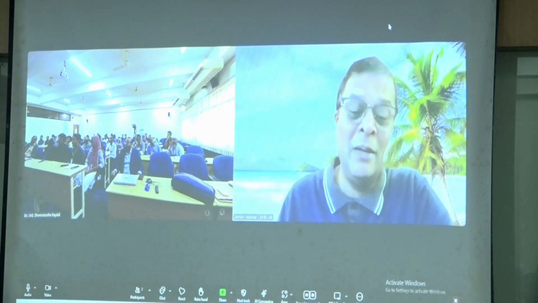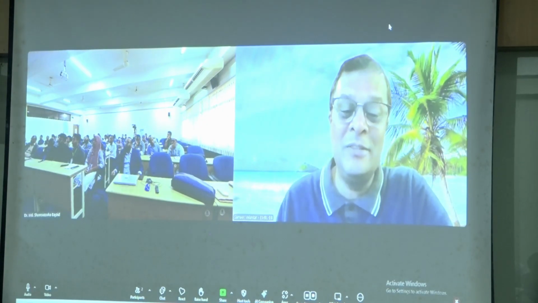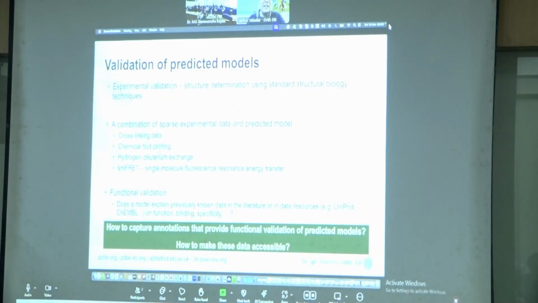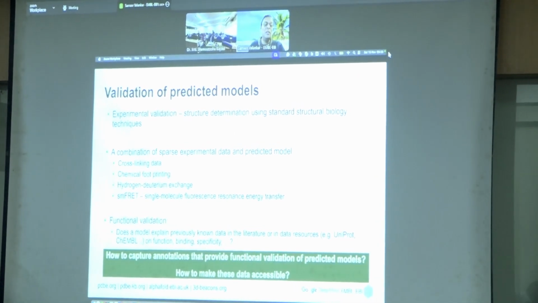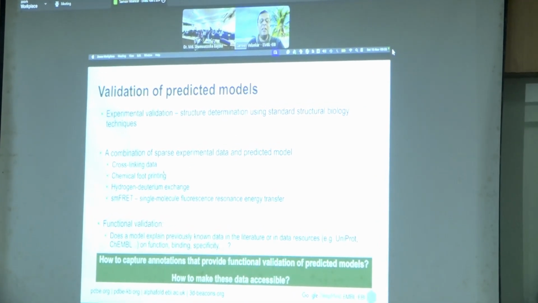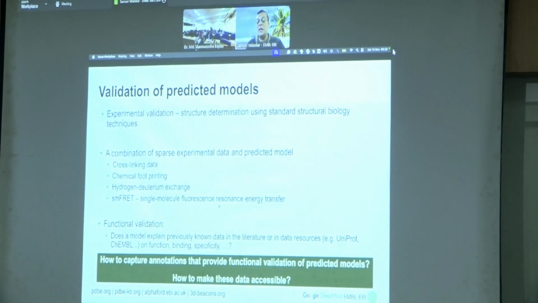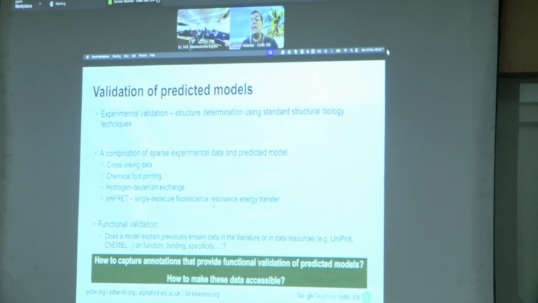What we still need, and maybe I should show the next slide, is validation of the predicted model. And what that means is, obviously, we can do it in different ways. We cannot solve every structure. But what we can do is, if we have other types of data, then we can see if the predicted model can explain that data.